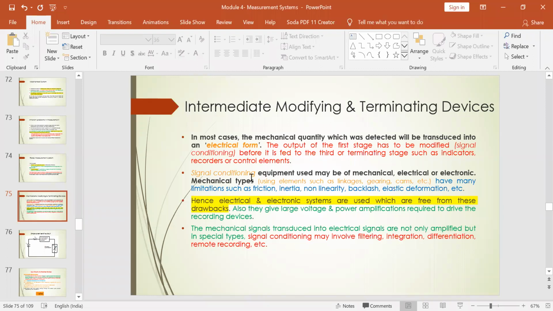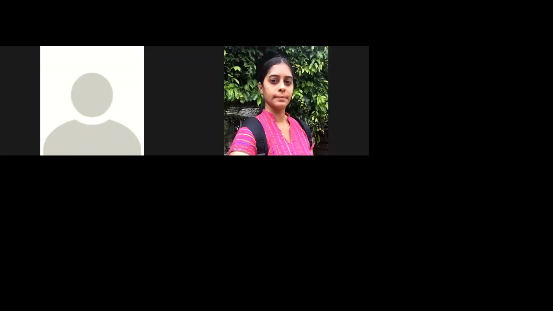And this signal conditioning equipment mainly depends upon which type of elements you are using, either mechanical, electrical or electronic. So depending upon the application needed, you can go ahead with mechanical, electrical or electronic elements. We have dealt with all three types.